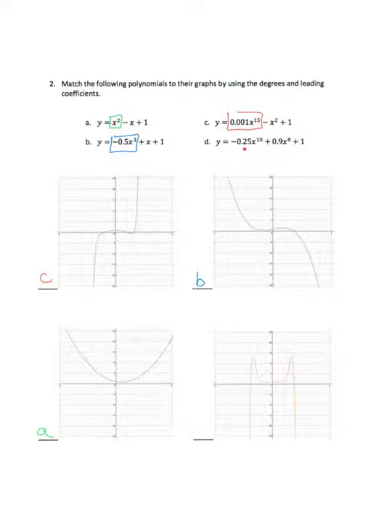Okay, we have a negative 0.25x to the 10th. The 10 being an even number means it's either going to go up or down on both sides. The negative number flips it upside down. So therefore, this leading term tells me that this graph is D.